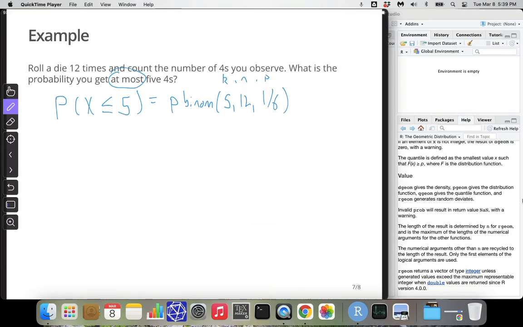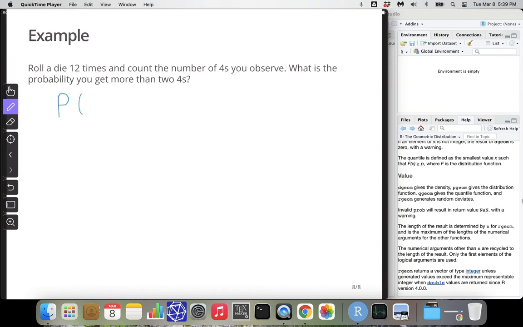Great. Last example. It'll be similar to the last example from the geometric random variable video, but we want to roll a die 12 times, count the number of 4s again, and we want to find the probability that we get more than 2 4s. So writing out the probability, it's the probability that X is greater than 2.